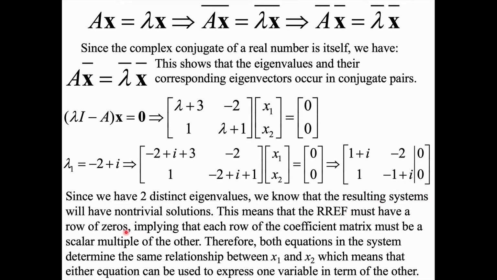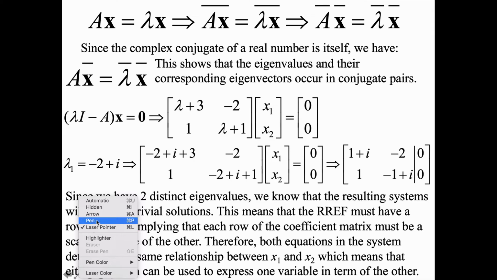So we know we have a row of zeros, implying that each row really in this coefficient matrix must be a scalar multiple of the other. So really both equations in this system that you see determine the same relationship between x1 and x2. You could say they're like repeating themselves, which means either equation can be used to express one variable in terms of the other. Now if I had my choice to use one of these two equations to express one variable in terms of the other, I know which one I'm going to pick, right?